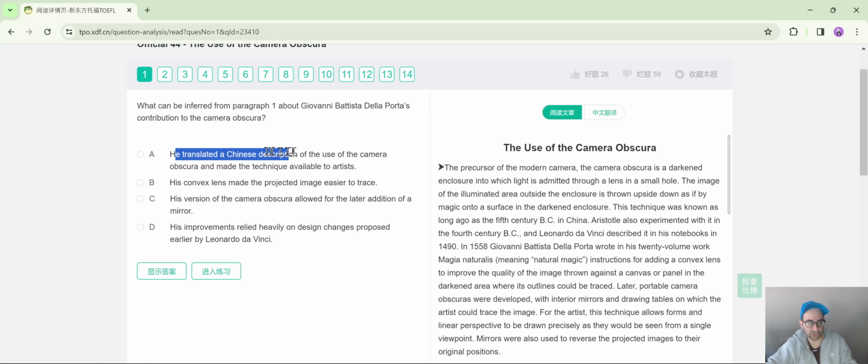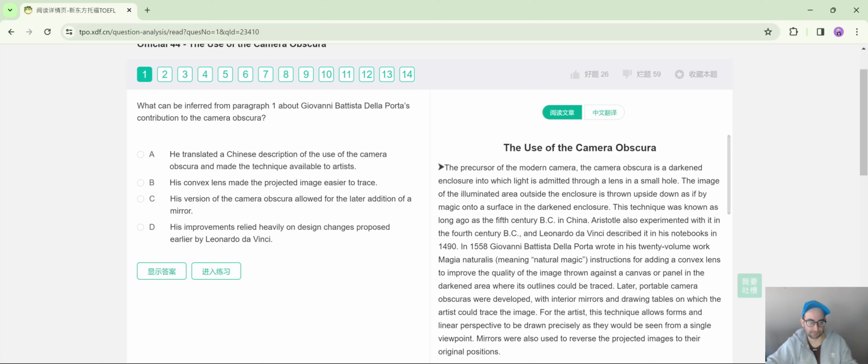He translated a Chinese description. No. So key theme here, guys. Whenever you find the right answers or the wrong answers, the keywords are going to help you. Chinese description is not something we read that was related to Giovanni Battista. No, eliminate. Choice B, his convex lens made the projected image easier to trace. Maybe, but let's check C and D. His version of the camera obscura allowed for the later addition of a mirror. I didn't read anything about a mirror, no.